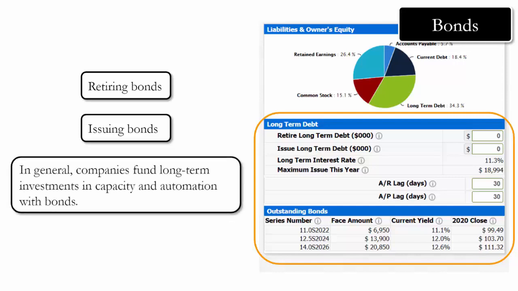As a general rule, bond issues, like stock issues, are used to fund long-term investments in capacity and automation. Bondholders will lend a total amount of up to 80% of the value of your fixed assets. You can find this amount under maximum issue this year. You can also see that you can adjust accounts receivable and accounts payable in the finance spreadsheet.